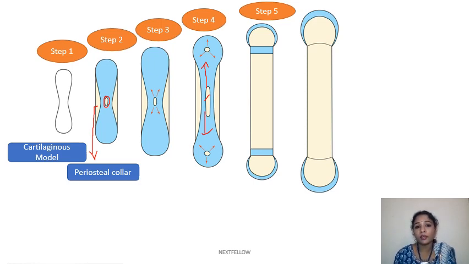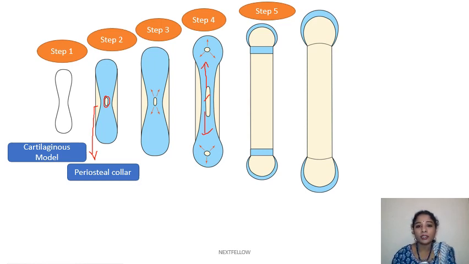When one end grows more than the other, the nutrient artery is directed away from the growing end. That's how we see the direction of the nutrient artery. But if both the ends are growing at the same rate, that is, the upper and lower epiphyses are growing at the same rate, then the nutrient artery will usually be perpendicular.